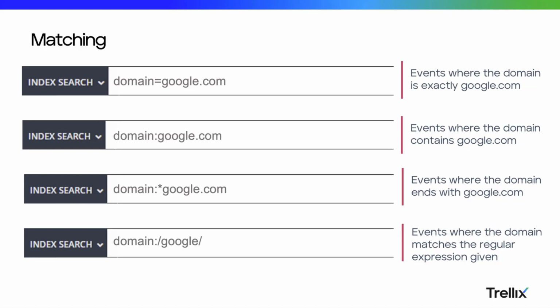Now this is tokenized. It's not just searching anywhere for those characters, and I'll show you in the tool what that means. So we have to see google.com in its entirety.